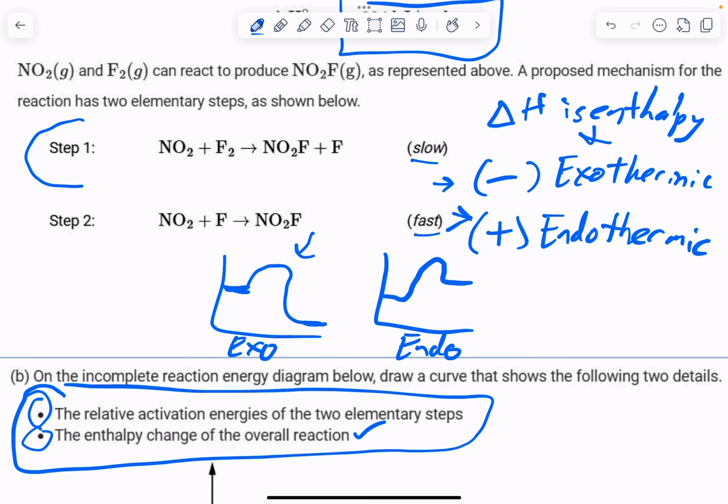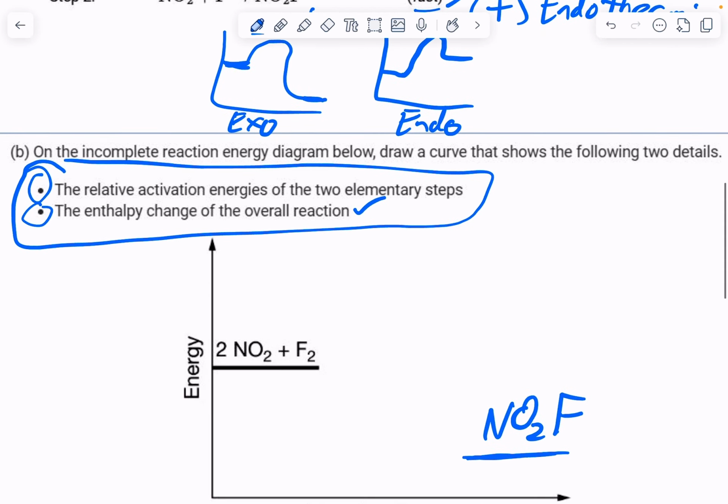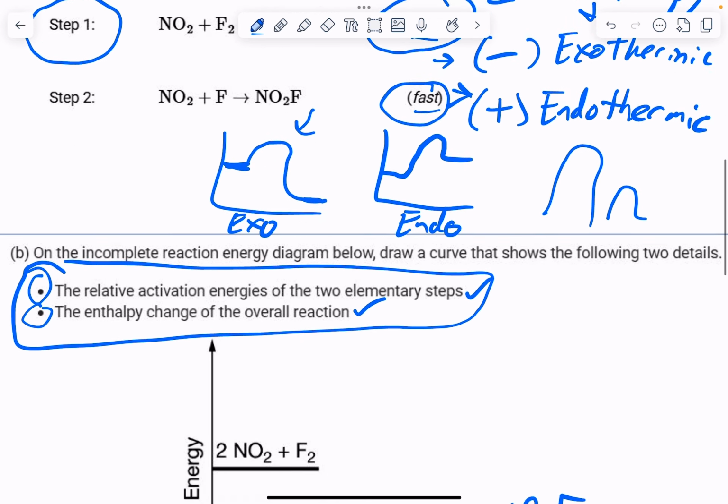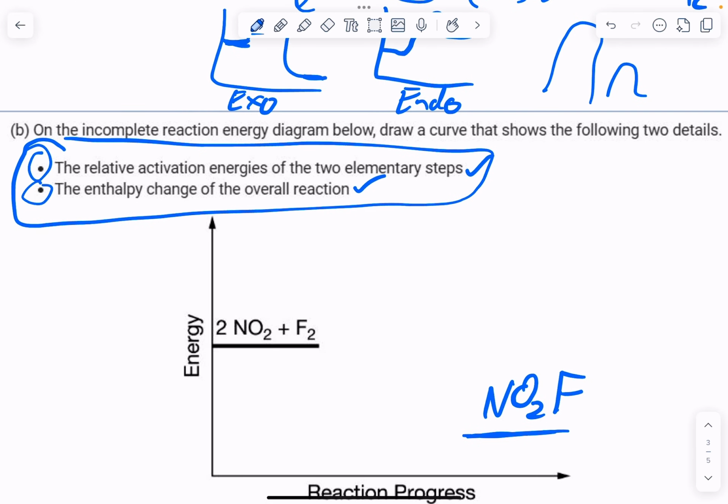Now step one, we don't know if it's positive or negative delta H, so we don't know where it ends up, higher or lower, but we do know it's a slow step. And if it's a slow step, it's going to have a bigger peak than a fast step. So that's really the only difference, and that's what I need to make sure I do for this bullet point: make sure my first peak is a little bit bigger than the second peak. So this is totally fine.